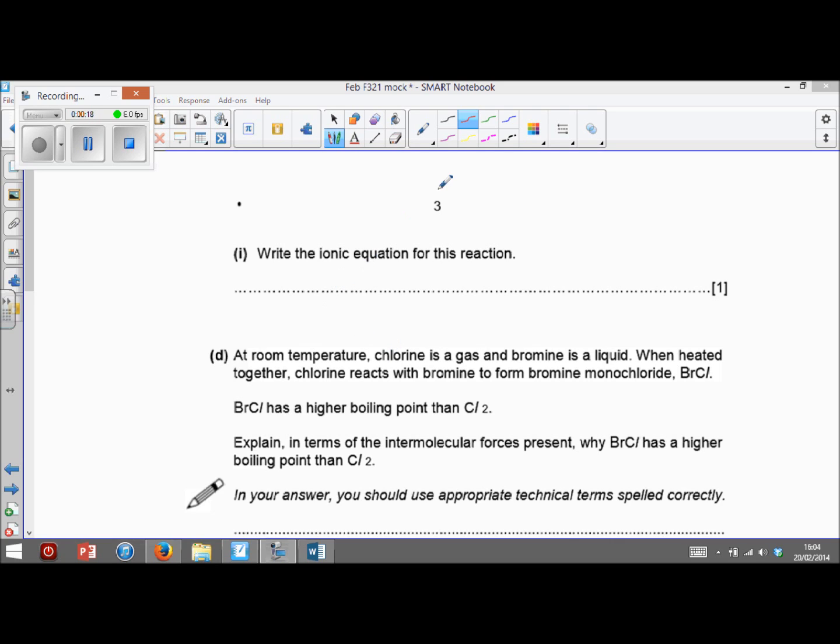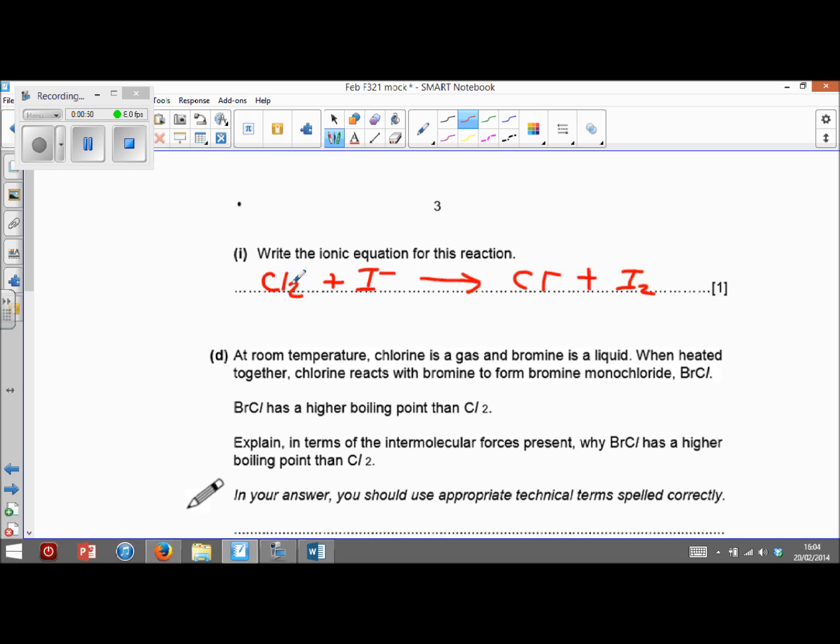So the first thing you need to write is chlorine, the formula of that is Cl2, and iodide, remember I minus, halide minus, okay? This is an example of a displacement reaction, okay? Chlorine is more electronegative than iodide, so it will displace it. So we get Cl minus and I2.